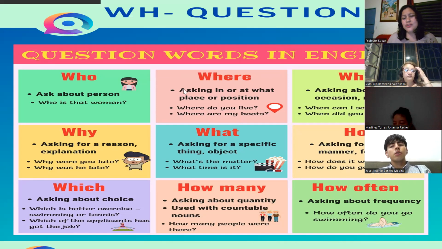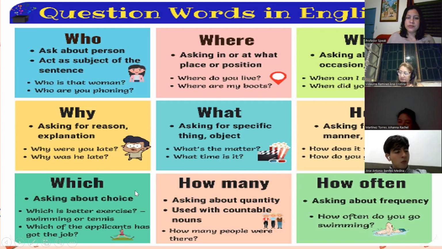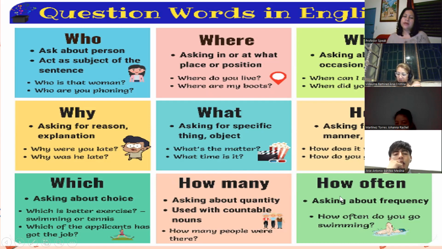And I usually bring a lot of pictures, but you choose the one that you feel better with. For example, here it's similar: who for a person. Where for a place or position. When you ask about a moment or occasion. Why for a reason. What for an object or a thing. How for a manner. Manner is forma de hacer. Which for a choice, opción. How many es cuántos. How often, qué tan frecuente. Okay, so these are the WH words.